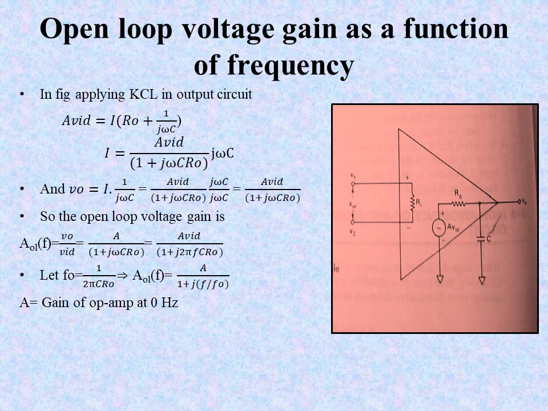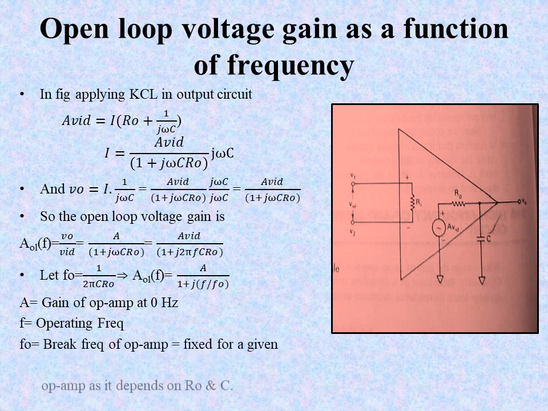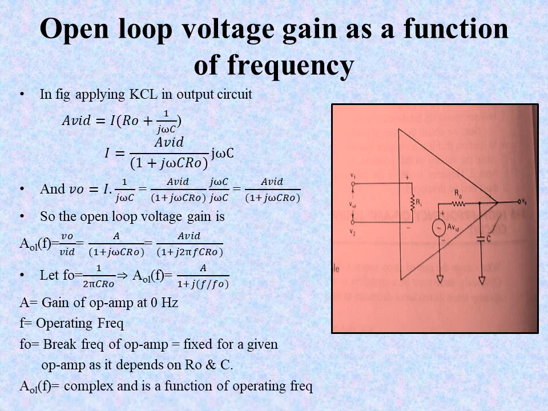So if we define the terms, here A is the gain of the op amp at 0 Hertz. This should be remembered. A is the gain of the op amp at 0 Hertz. f is the operating frequency. f0 is the break frequency of the op amp, which is fixed because it depends on R0 and C. And AOL is a complex quantity and is a function of operating frequency.